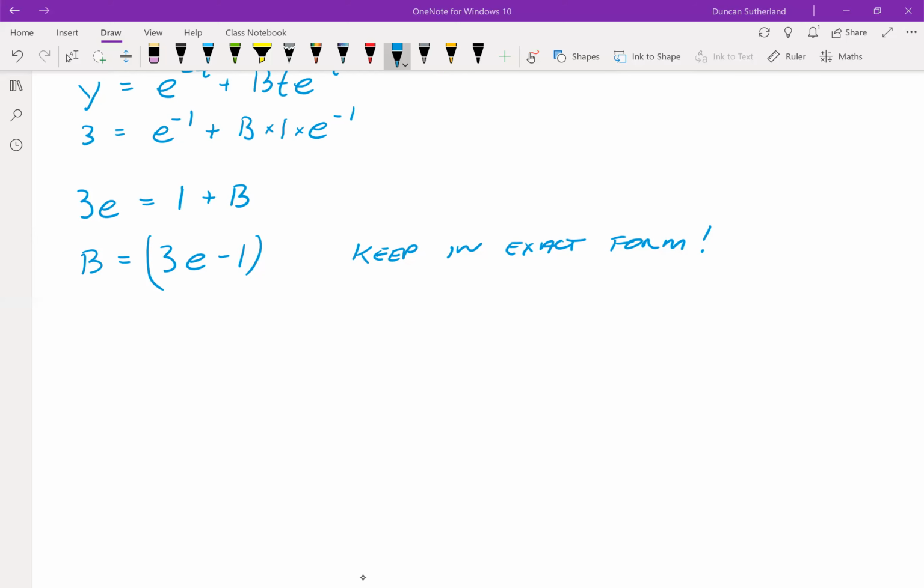So we now have, let me just firstly check that I'm correct. Yes, I'm correct. Excellent. We now have our particular solution. A was equal to 1. We've got y equals e to the minus t plus b, which is 3e minus 1, t e to the minus t. Okay, that is our particular solution in this case.